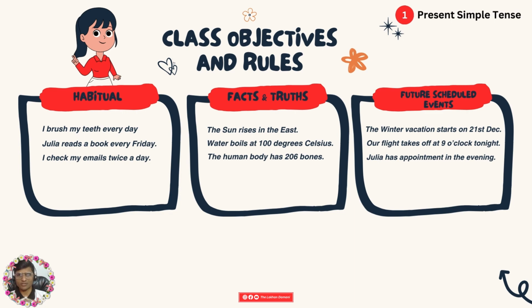Future scheduled events are something that are going to happen. For example, the winter vacation starts on 21st December. So still it is February. Maybe after 10, 12 months, it will be December, and on 21st December we will have winter vacations, right? So we are using only the simple structure, present simple tense. We are not using will be or going to. We are describing it in simple form. Same as the second and third.